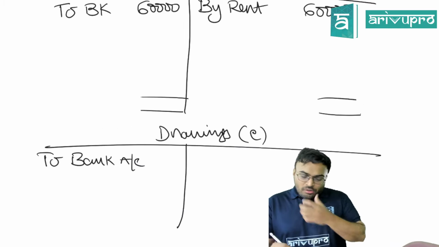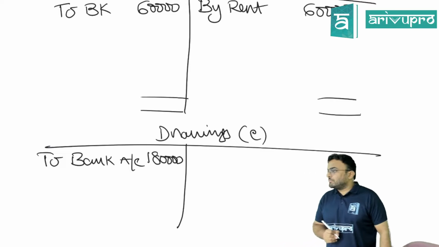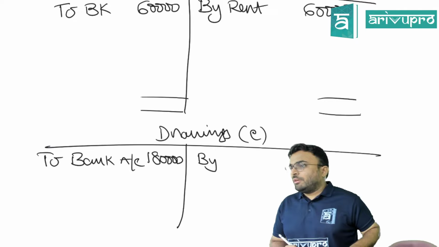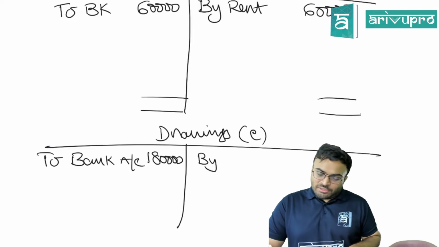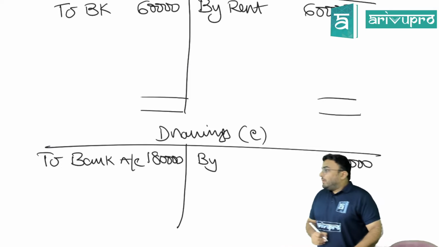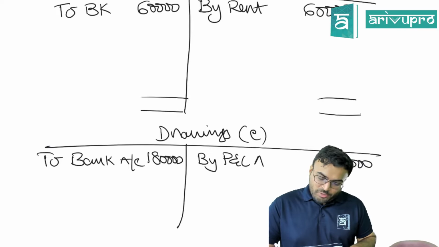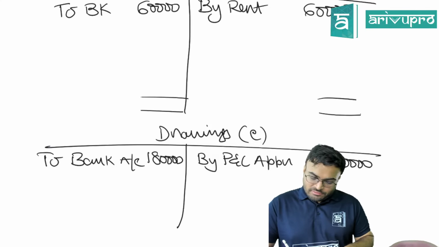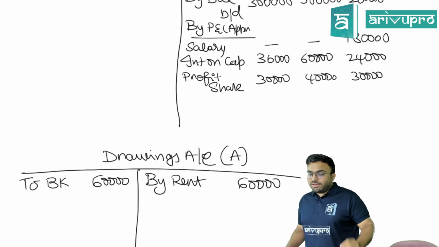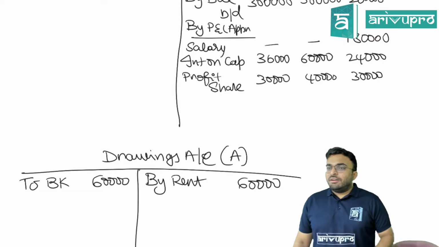Now what will happen? You have done 1,80,000. What will be the entry for this? By what? How will you rectify this? This 1,80,000 should go. If at all we keep this 1,80,000, what will happen? P&L appropriation account. If you write by P&L appropriation account, don't you think it is becoming double effect? Here already we put 1,80,000. Are you getting this? Debit what?